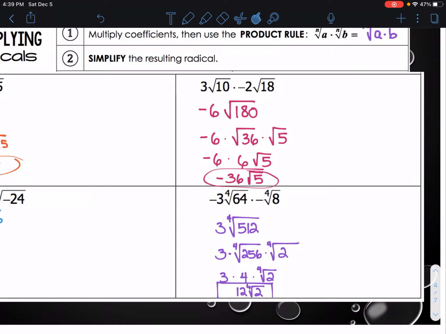Okay, and that last one in purple, multiply coefficients. So I have negative 3 times negative 1 there. That's really a negative 1. That's positive 3. And then they're both fourth roots, so 64 times 8 is 512.